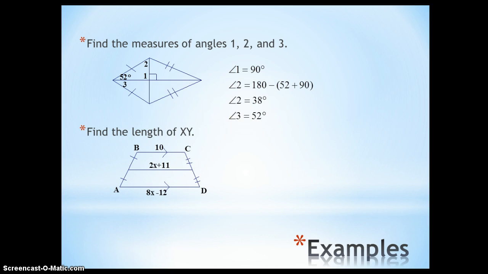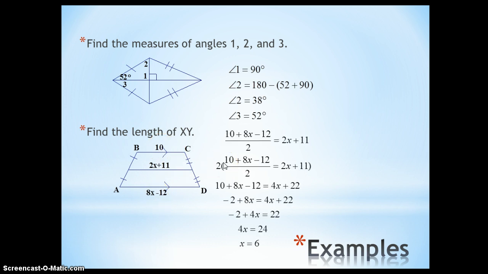Find the length of XY. Well, XY, and I apologize it's not labeled, is this middle segment right here. XY is going to be the average of BC and AD. So we're going to do a little bit of algebra here, but we're going to say 10 plus 8x minus 12, divided by 2, has to give me XY, which is 2x plus 11. I know that's a lot, so take a second and process that.